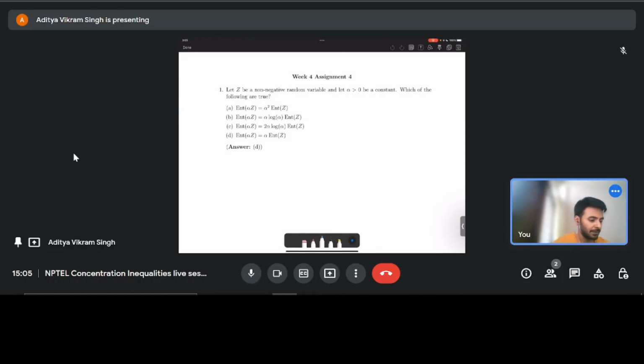So the first question is we have a non-negative random variable Z, and alpha is a positive constant, and we want to compute this quantity, entropy of alpha Z. Recall that entropy of alpha Z is defined as expected value of alpha Z log alpha Z minus expected value of alpha Z into log of expected value of alpha Z.